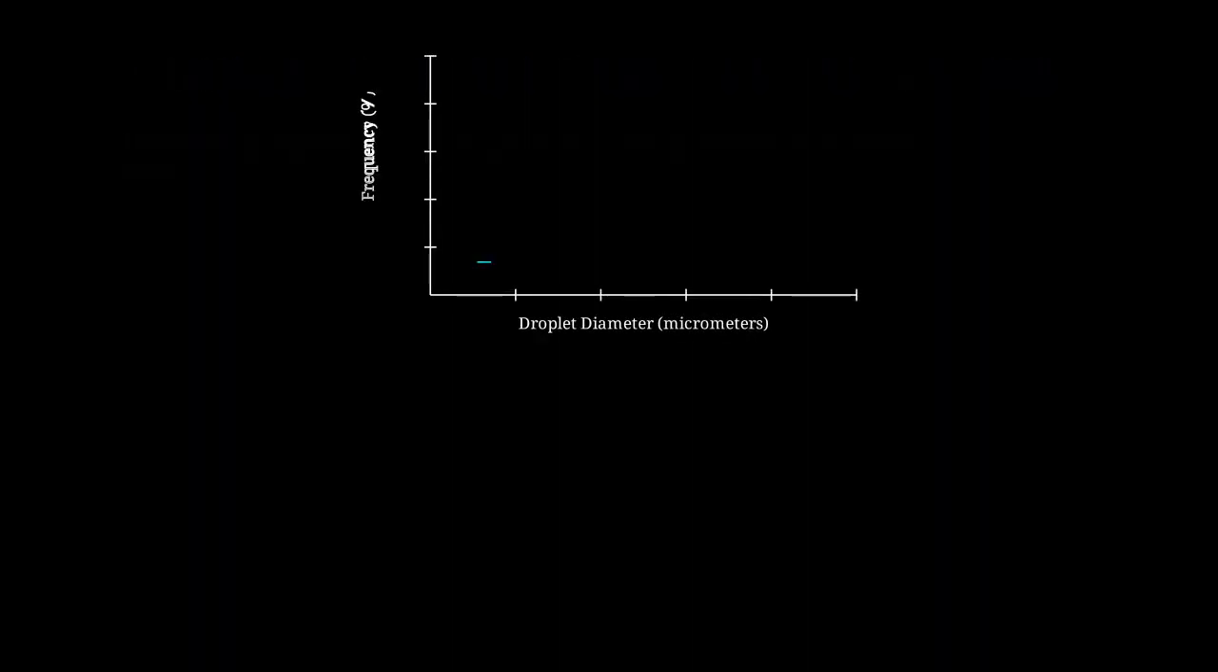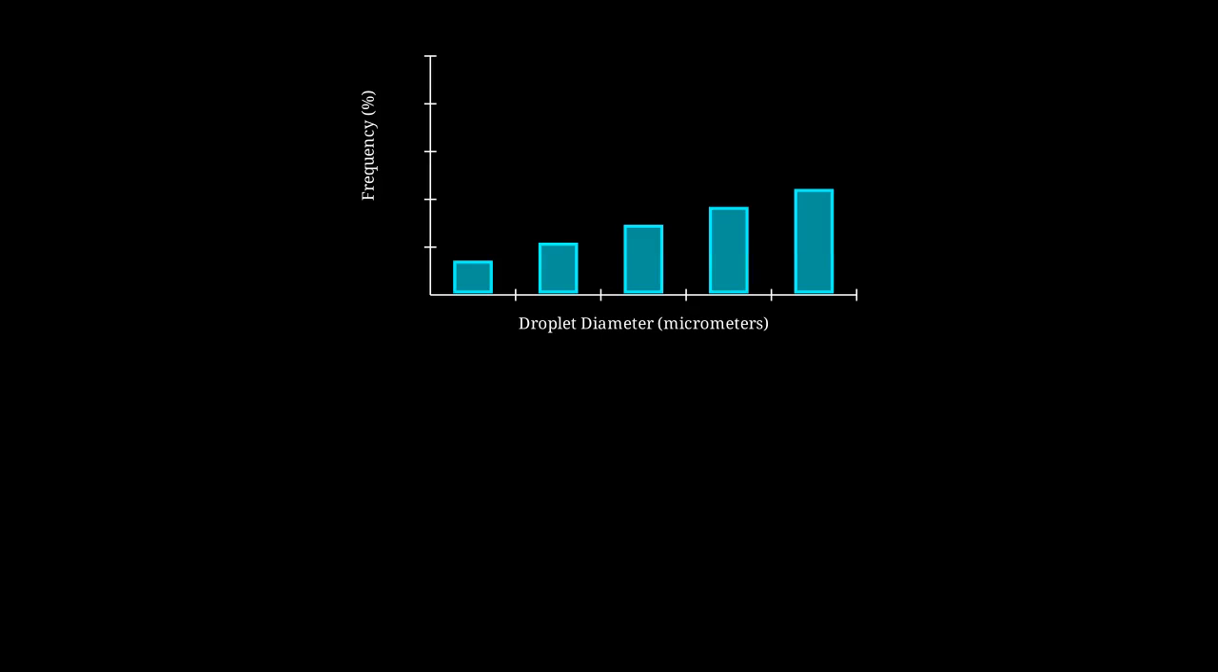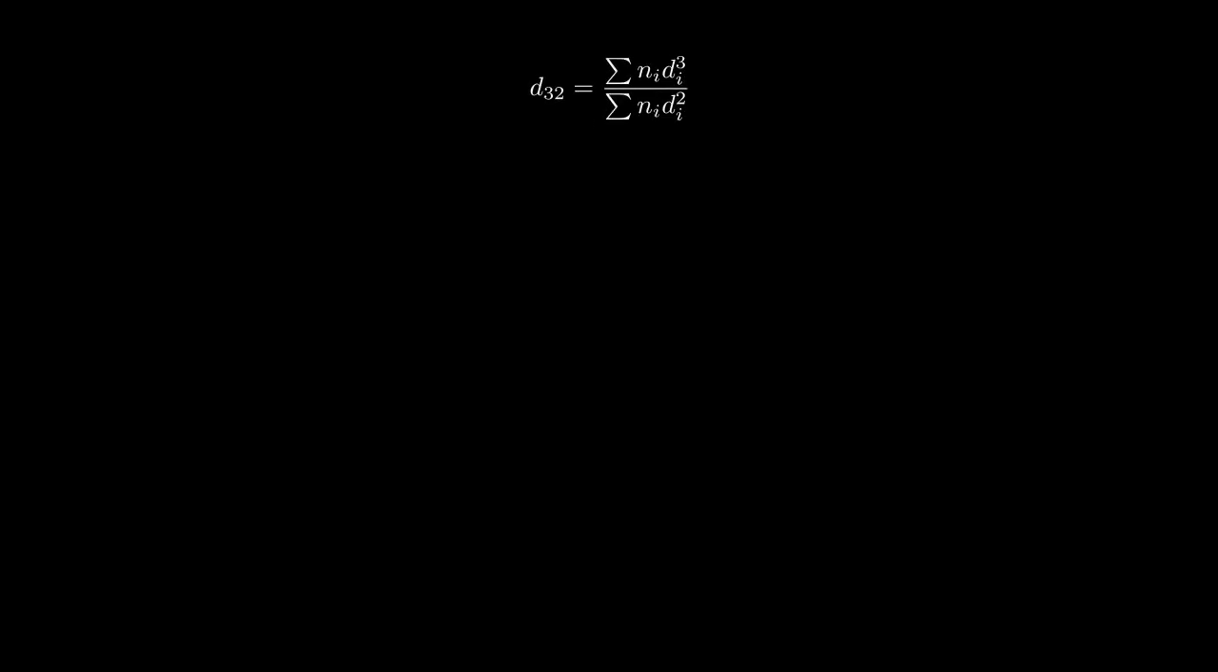This histogram illustrates a typical droplet size distribution in an emulsion. The x-axis represents droplet diameter in micrometers, while the y-axis shows frequency. Notice the distribution is not monodisperse, but follows a characteristic pattern. We quantify droplet size using the Sauter mean diameter, D32, defined as the ratio of the sum of n_i times d_i cubed to the sum of n_i times d_i squared. This weighted average is particularly relevant for surface area dependent processes.